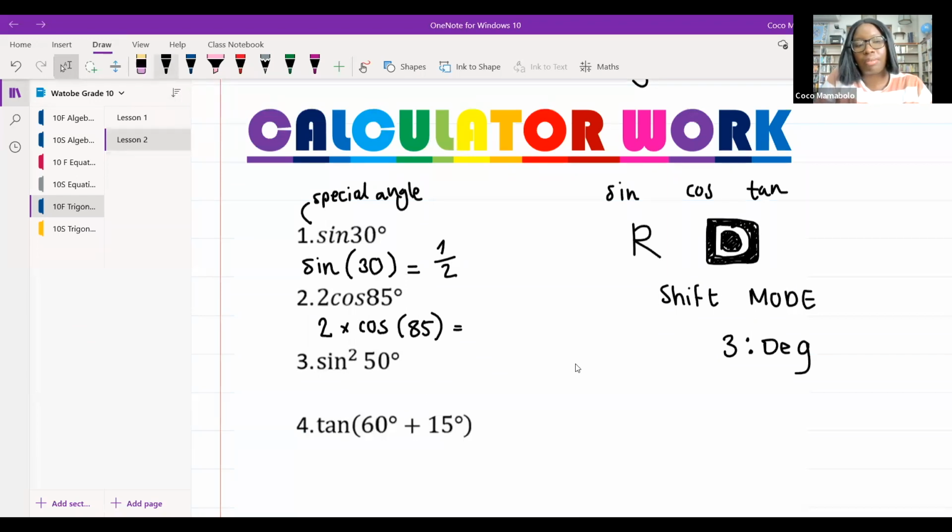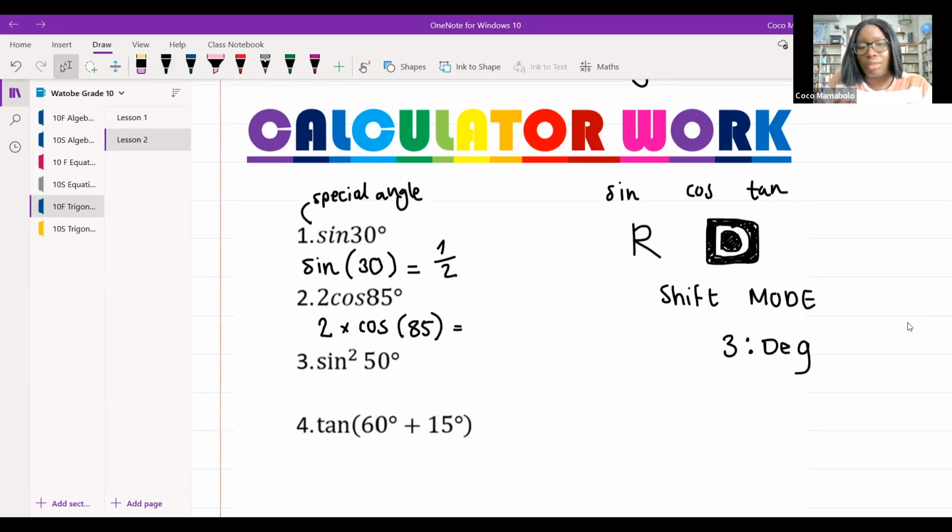Okay, let me check. Let's type it on your calculator: 2 times cos of 85, close brackets, equals. Oh, I have to say 2 times. And I think Zudine and everybody in the chat's got the right answer for us.